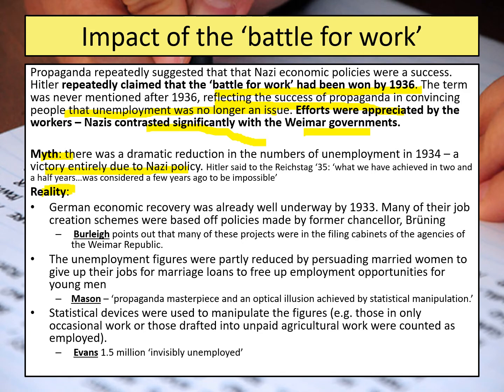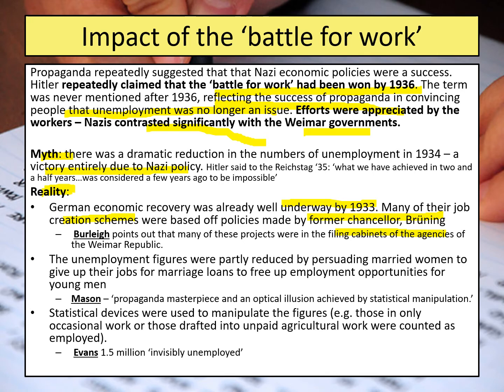Well, first of all, actually, German economic recovery was already underway by 1933 when the Nazis came to power. For instance, a lot of their job creation schemes, a lot of these ideas about building roads and hospitals and all that kind of stuff, was actually based on policies that had been started by the former Chancellor Brüning. A historian called Burley points out that a lot of these projects were actually in the filing cabinets of the Weimar Republic. And actually, this isn't something that we can credit the Nazis with. They were kind of piggybacking off of somebody else.